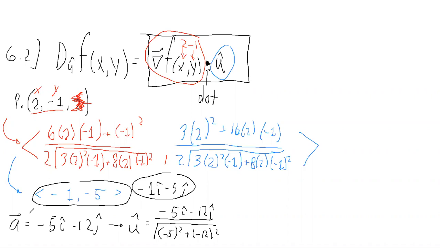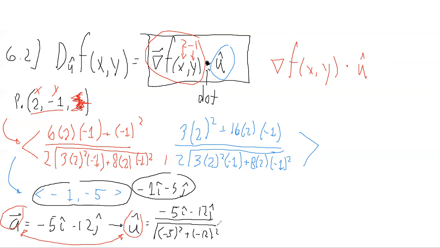Keep in mind that a and u are two different things. A is just a vector. U is the unit vector. To solve for your directional derivative, you have to multiply the gradient with your unit vector, not the a. If you multiply with the a, you will get a different value from what is being listed.